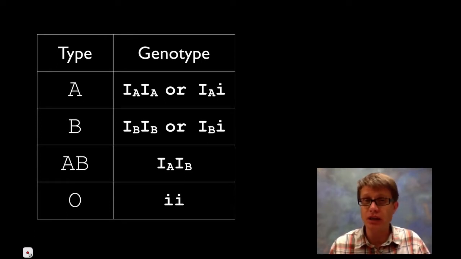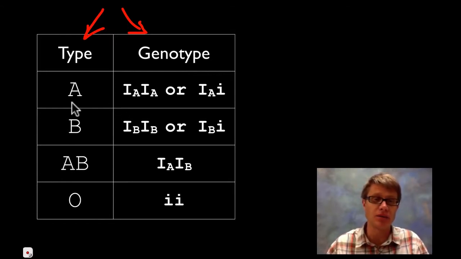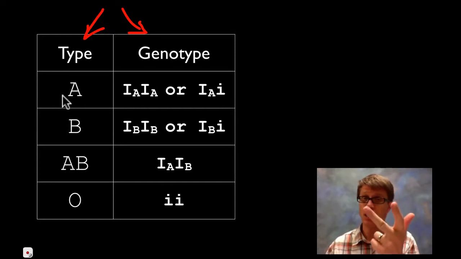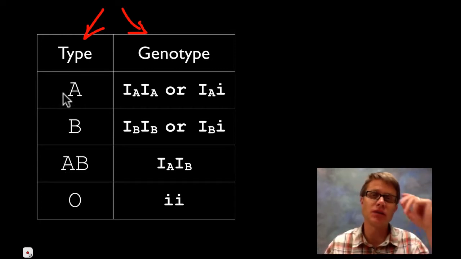Now, if you're trying to solve genetics problems using blood, you simply have to memorize this, because it's really hard to just answer questions dealing with blood type unless you understand the genetics behind it. And it's not simple Mendelian genetics. So basically, there are four different phenotypes. So you could be type A, B, AB, or O. But there are six different genotypes.